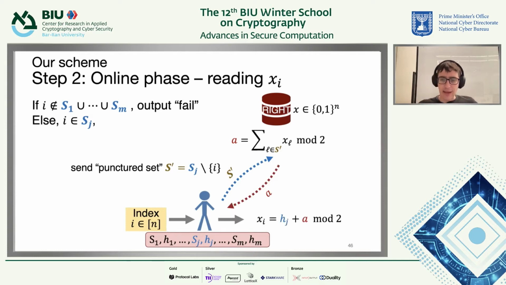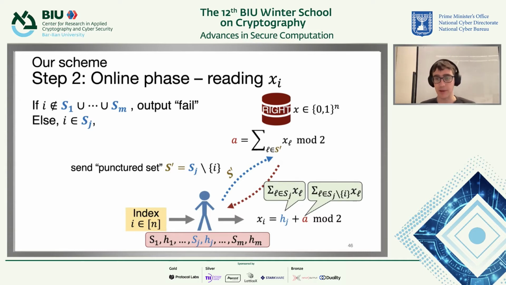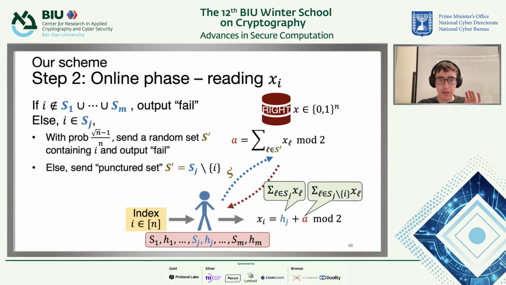Now the client outputs the XOR, the sum mod 2, of the jth hint bit and the response from the right server. Notice that the jth hint bit is the parity of the database records indexed by the set S_j, and the response a is the parity of exactly the same set of bits, except bit number i is missing. So if you sum everything up, everything cancels out except x_i, which is the correct output. So this is a rough description, but it's not quite right.